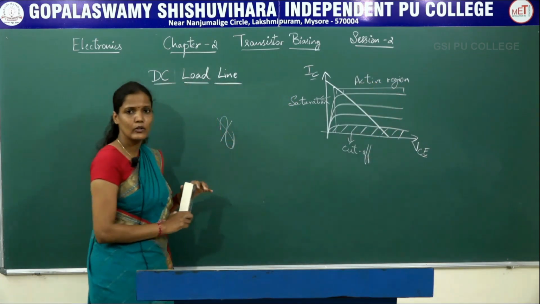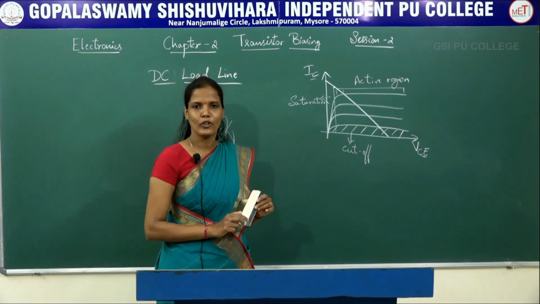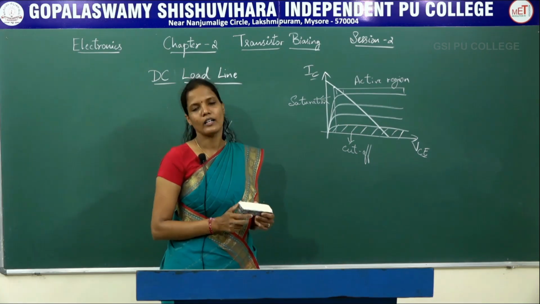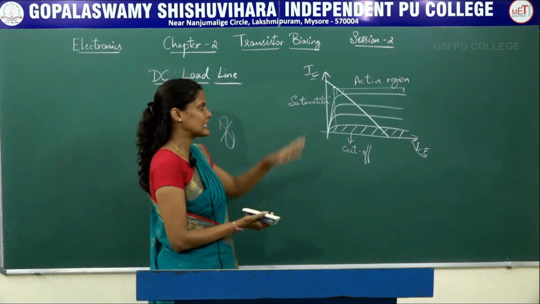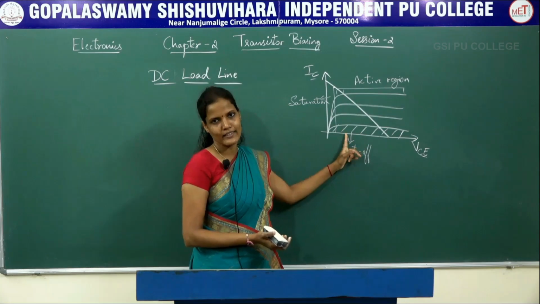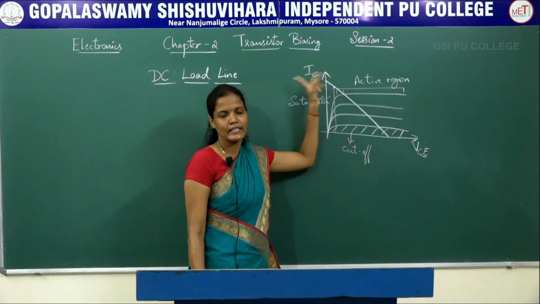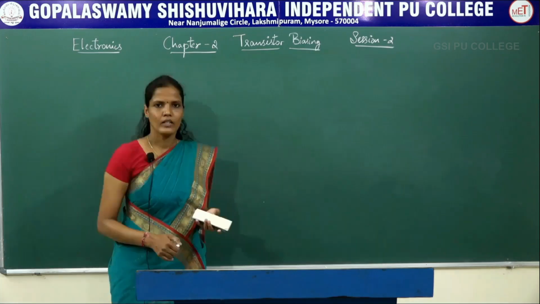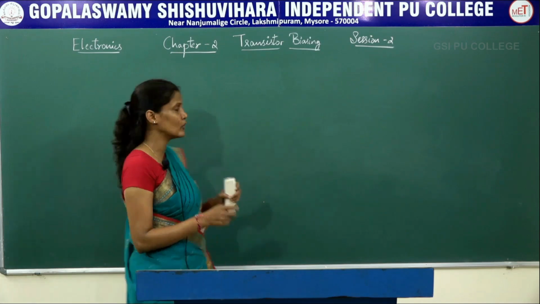So this DC load line is very, very important in order to select a Q point, which is also called the operating point or quiescent point. So what is this DC load line? It is a straight line drawn on the output characteristics of a transistor representing collector to emitter voltage and the collector current. Clear? Now let us try to understand how to find the end points of a DC load line.